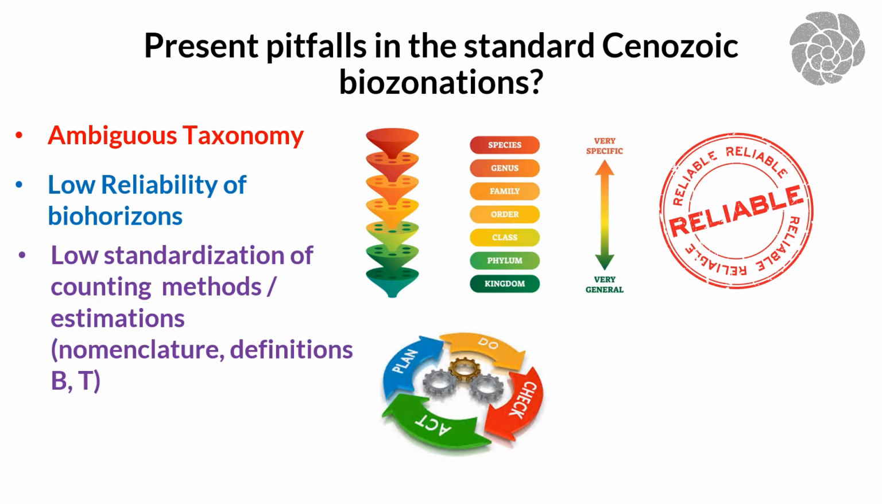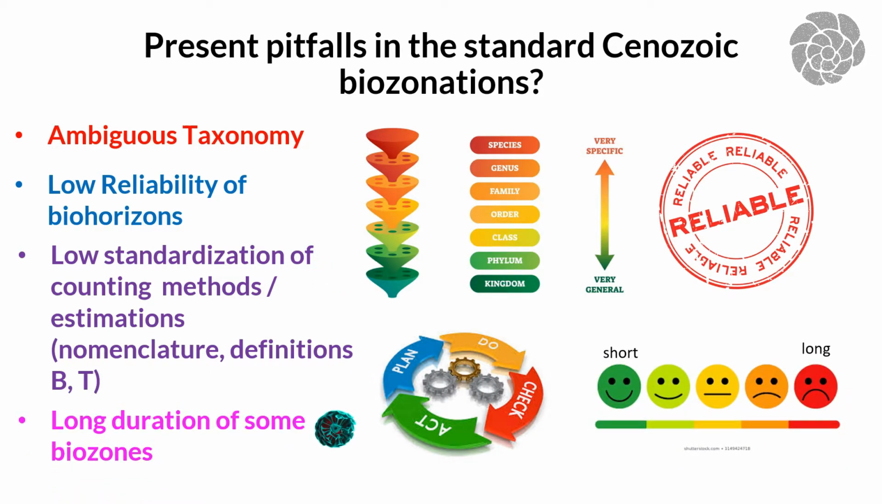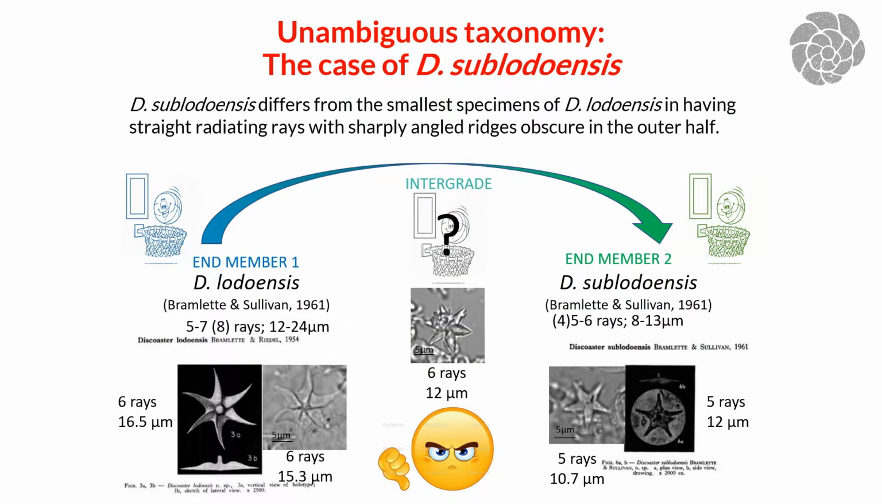And then the low standardization of counting methods or estimation. And finally, we will see that there are periods of time in the Cenozoic in which the duration of some biozone is really, really long, maybe too long. So starting with the first category, the taxonomy, I will make an example of what I mean.